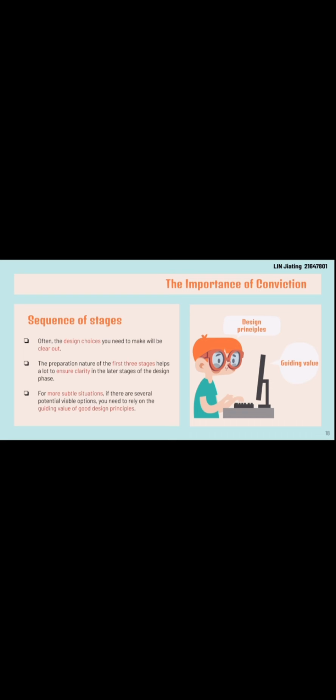Next, one of the contents of the second part is about the importance of conviction. Often the design choices you need to make are clear. The preparatory nature of the first three stages is of great help in ensuring clarity in the later stages of the design phase. However, for more sober situations, you need to rely on the guiding value of good design principles.